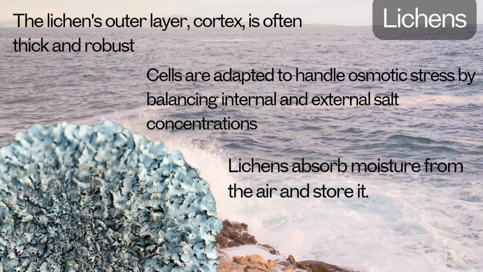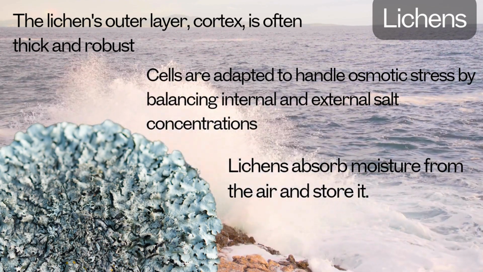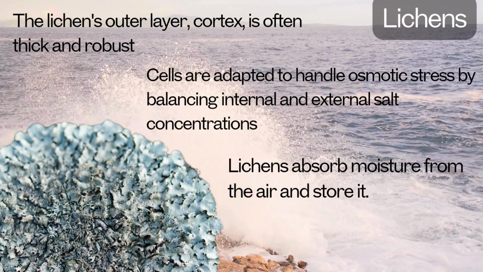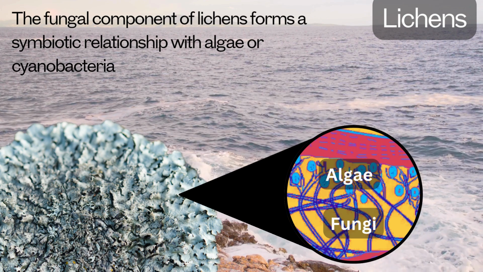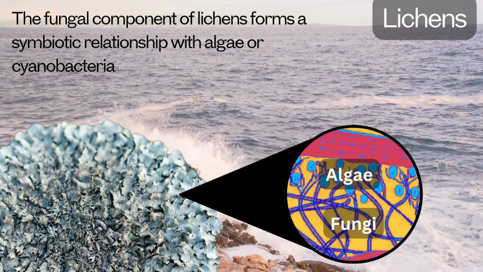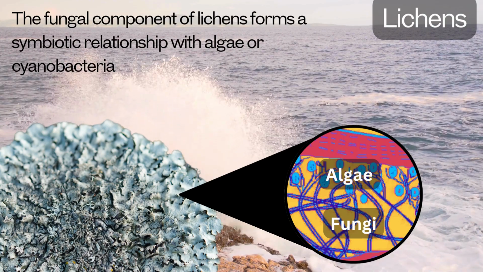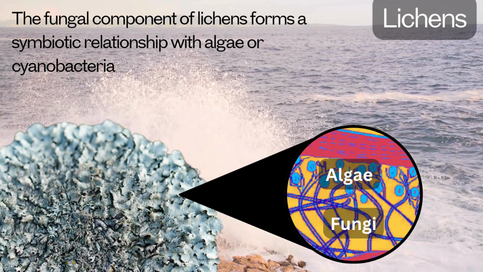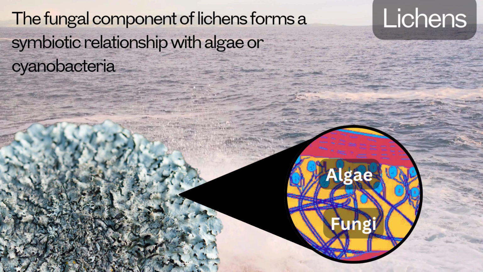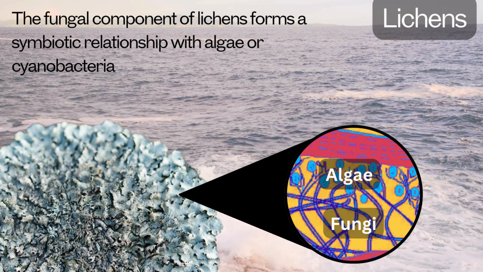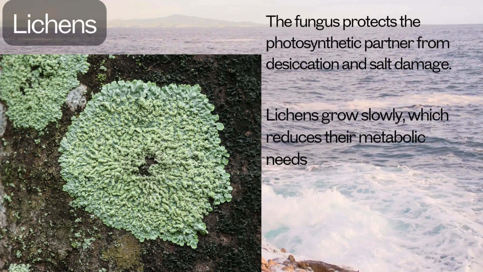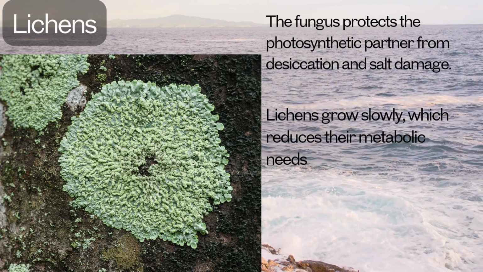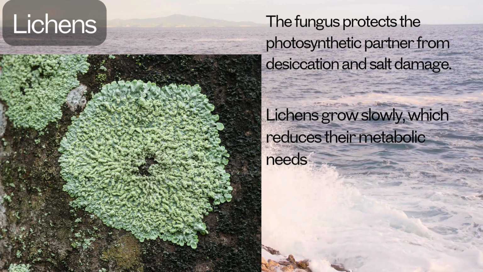Lichens absorb moisture from the air, including the humidity in the salty spray, and store it for metabolic processes. This minimizes reliance on fresh water sources. The fungal component of lichens forms a symbiotic relationship with algae or cyanobacteria, allowing them to photosynthesize even under stressful conditions. The fungus protects the photosynthetic partner from desiccation and salt damage.